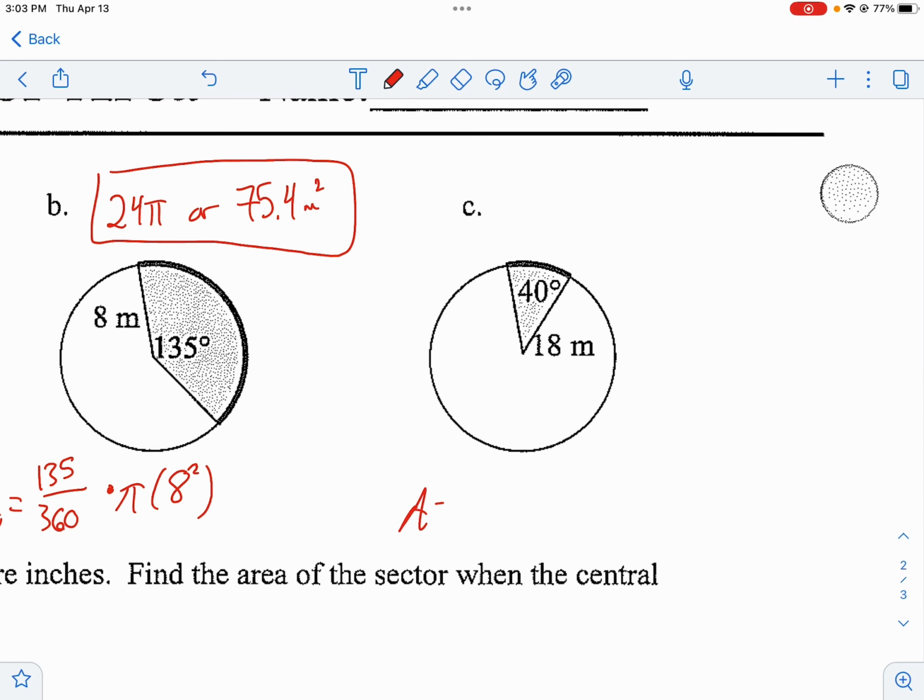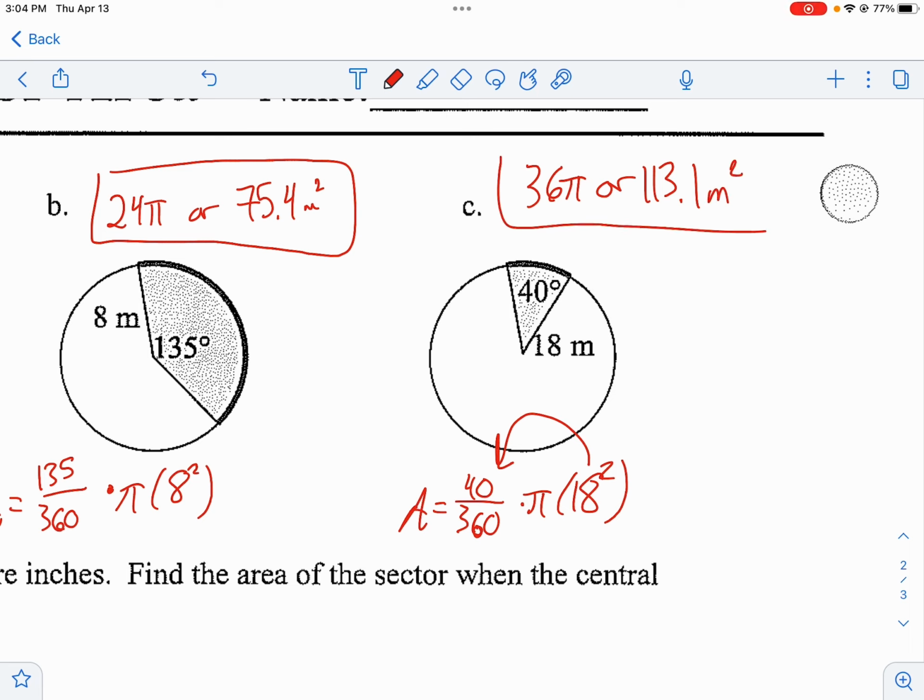What about this one? Area is equal to 40, again, central angle over 360 times pi r squared. Pi 18 squared. 18 squared is 324. I'm going to multiply that by 40 over 360, and that's about 36 pi. So again, I'm just taking this number, multiplying it by that number, and then leaving the pi for 36 pi. Or, if I want the decimal form, I want 113.1 meters squared. Okay, so either of those would work.